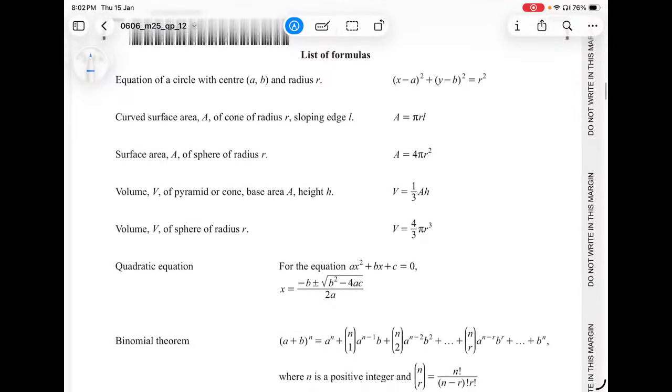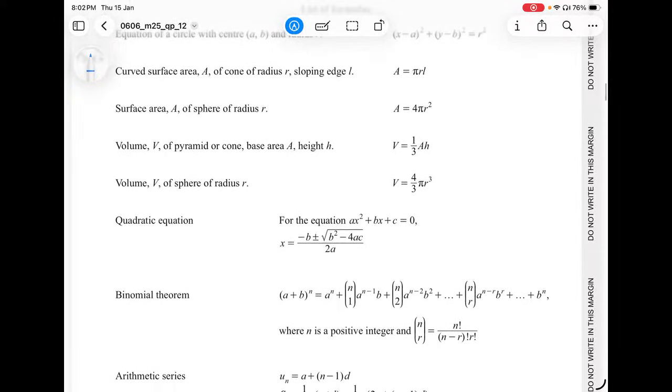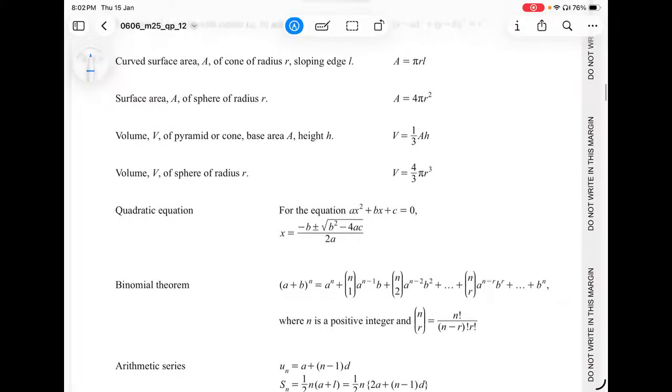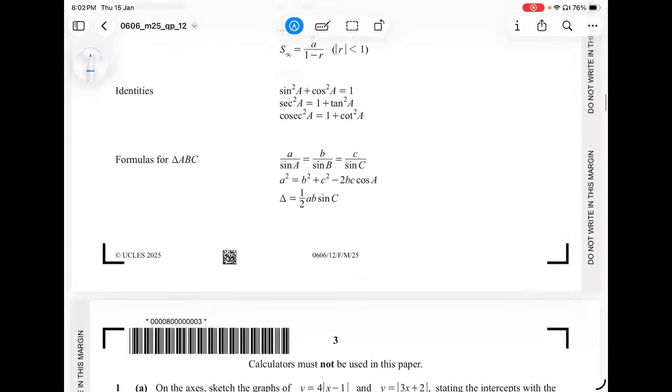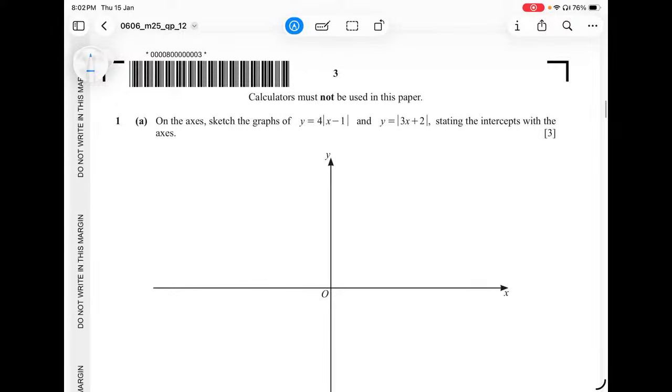Since it was a non-calculator paper, they gave you a list of formulas, just in case you do not remember any of those general formulas. They are given here. So let's just get started.